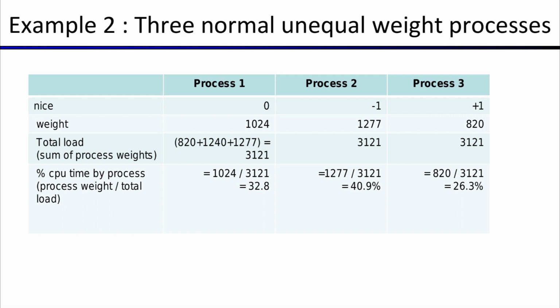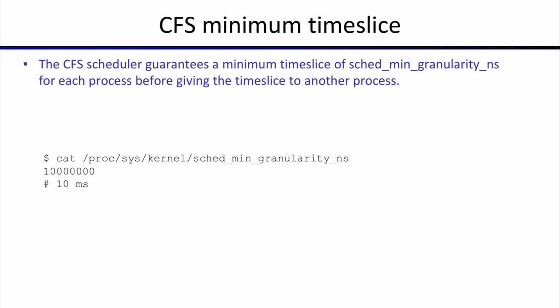Process 2 should get more CPU time, and in this calculation you can see that it does. It has a nice value of -1, and it got 40.9% of the CPU time. Process 3 has an increment in nice value, so it has a lower weight, and you can see the result here in this calculation. It'll get 26.3% of the CPU time. All of these processes will be running. Vruntime will be used to calculate how much time they get, but this is exactly overall how much CPU time they will get to run.